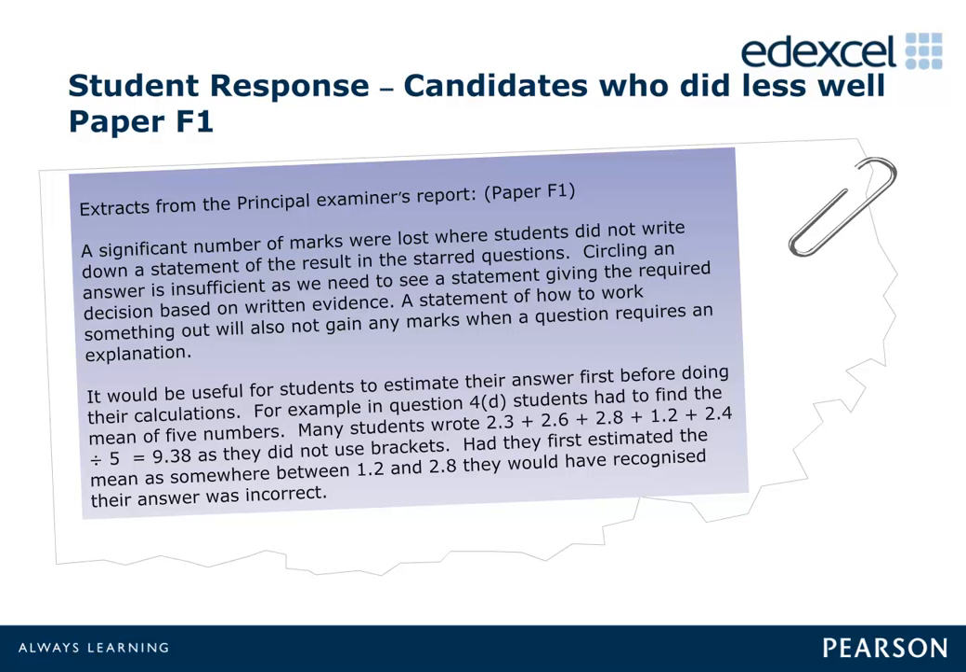We now go on to consider extracts from the principal examiner reports for each paper. We start with paper F1. Here are 2 issues identified on F1. Firstly, some students do not give a definite statement at the conclusion of a QWC starred question. Circling parts of the question is insufficient.